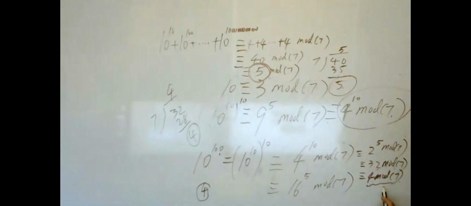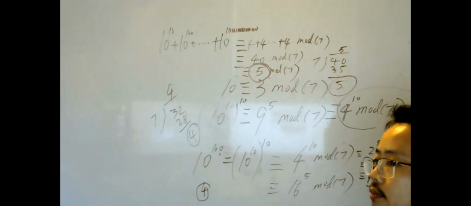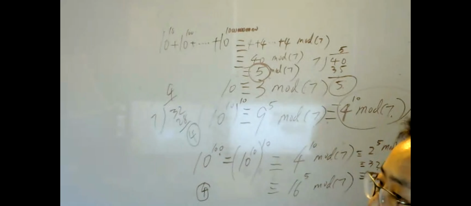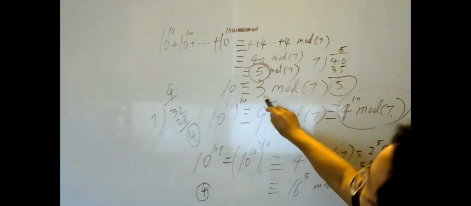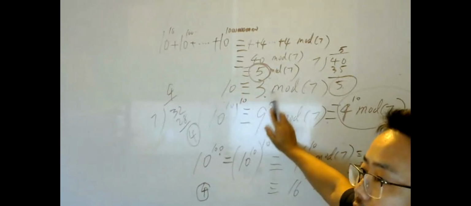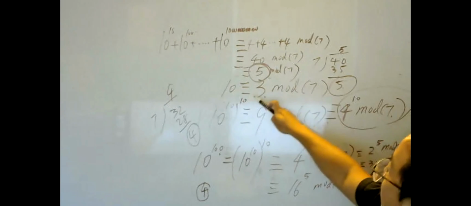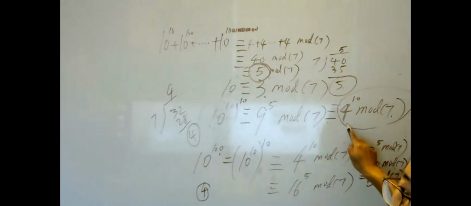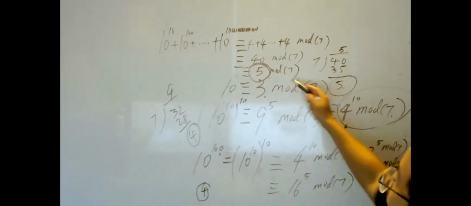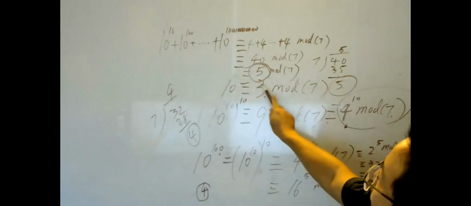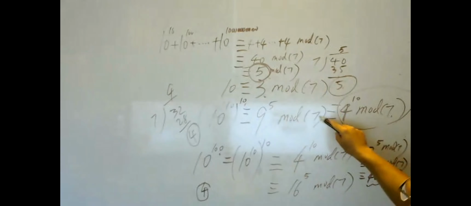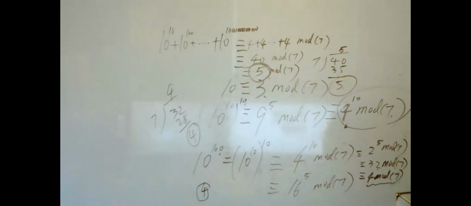Isn't 10 mod 7 congruent to 3 mod 7, not 4? No. 10 is congruent to 3 mod 7, but 10 to the 10th is not congruent to 3. After calculation, it's 4. Okay, thank you. Yeah, it's 4. How do we calculate? We transform a little bit, right? 10 to the 10th becomes 3 to the 10th, becomes 9 to the 5th, becomes 2 to the 5th, which is 32. 32 becomes 4.